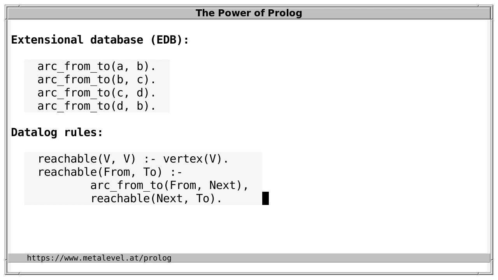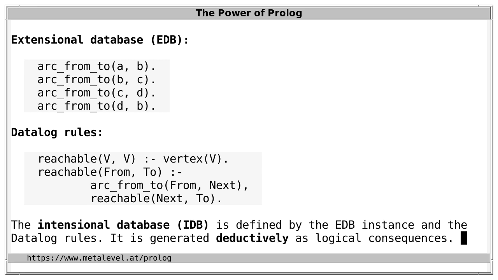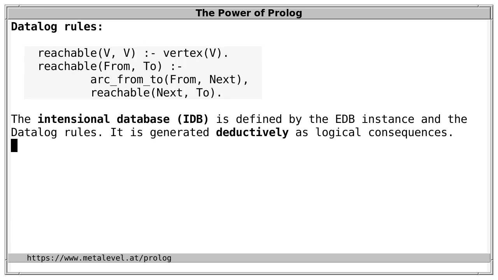So this is how we write Datalog programs, as facts and rules. And the facts are also called the extensional database, or EDB. And the intensional database, or IDB, is defined by the EDB instance and the Datalog rules. This is where the interesting part happens, because the IDB is generated deductively as logical consequences of the EDB and the rules. And that's why we also call it a deductive database. Because a Datalog system performs such logical deductions for us and computes the logical consequences of the rules.